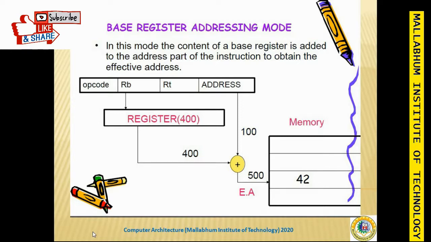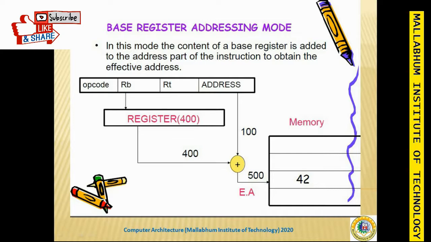This mode is similar to the index addressing mode, with the exception of the way they are used. A base register holds the starting address of the memory array of operands, and the address part of the instruction gives the displacement, or offset, relative to the starting address. Base register addressing mode has an advantage over index addressing mode with respect to the size of the instruction, because the size of the instruction is smaller in the first case than in the second.